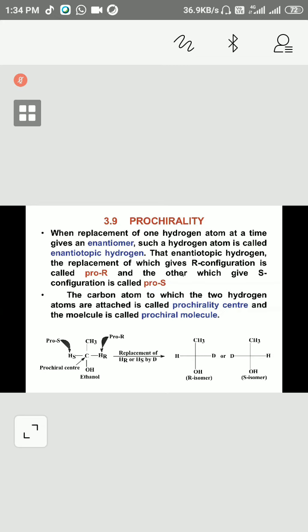Okay. For example, in this molecule, two hydrogens are there. If one hydrogen is replaced, it will give a chiral molecule. If this one is replaced, it will also be chiral. But if this one is replaced, it will give the S isomer. If this one is replaced, then it will give the R isomer. So this hydrogen is called pro S. This will be called pro R.